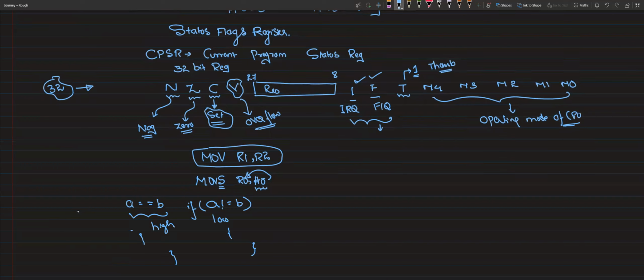In the same way, we have conditional operations in ARM assembly level programming too. If you want to execute a certain operation based on some condition, then we append a condition suffix to the MOV instruction. So here we have the option to append a condition. I'll tell you what all the different conditions available are. Let me consider MOV condition R0, #10.